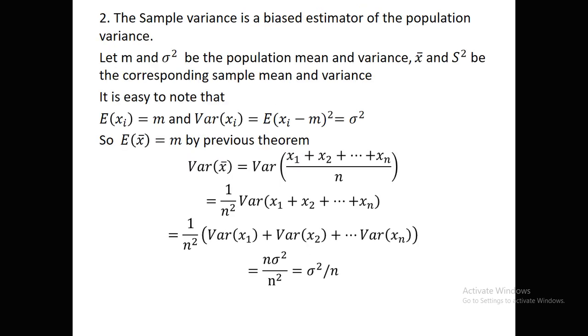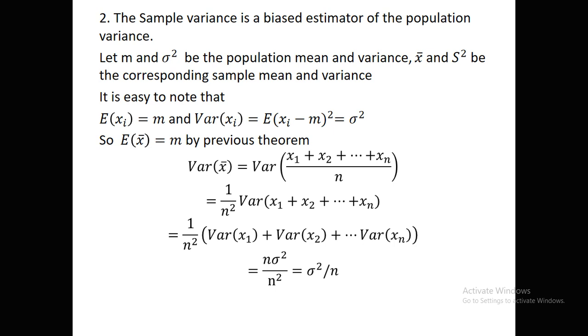Another result is the sample variance is biased. It's not unbiased. Sample variance is a biased estimator of the population variance. So m and sigma square are the population mean and variance. Their parameter, since the calculations are based on population, their parameter. X bar and capital S square are the corresponding sample mean and variance. So they are statistic. They are the calculation on the basis of the samples.